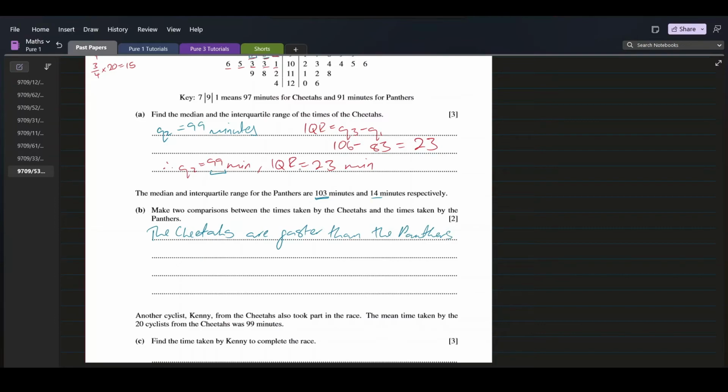And then now let's compare the interquartile range. Since the interquartile range for the Cheetahs is greater than the interquartile range for the Panthers, we can state that the times for the Cheetahs are more spread out since they have a larger interquartile range. So the Cheetahs' times are more spread than the Panthers. And those are our two comparisons.